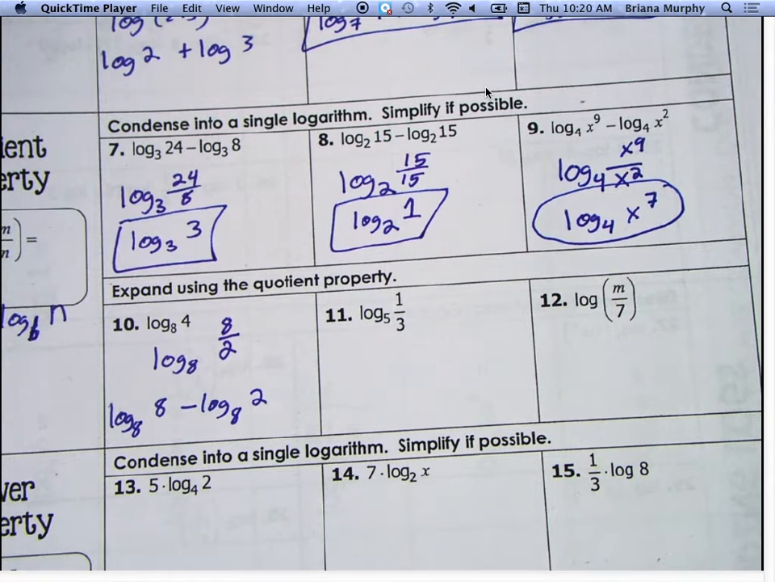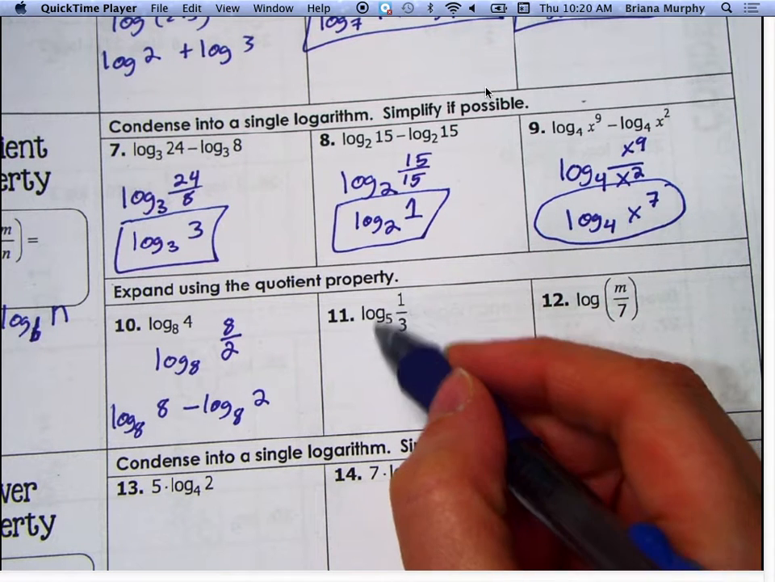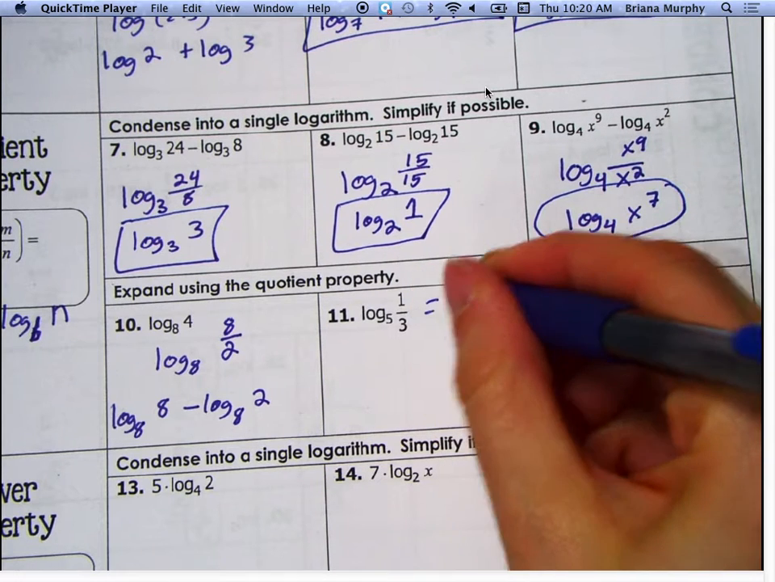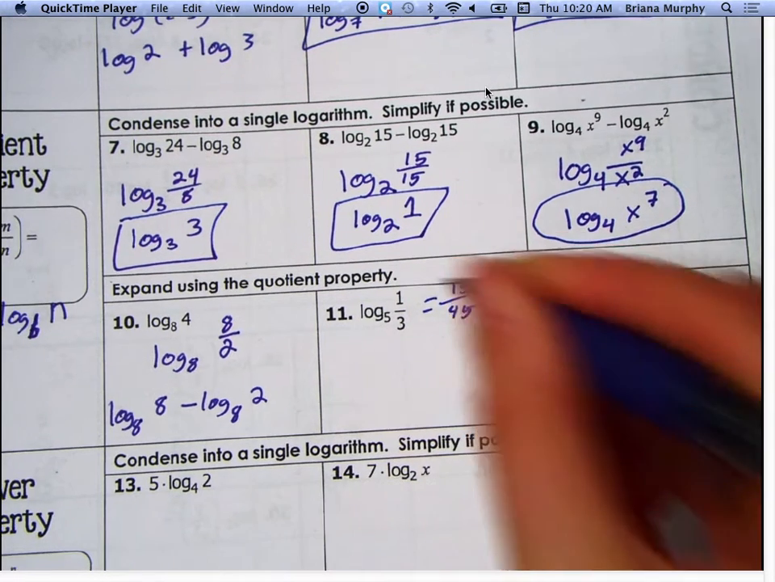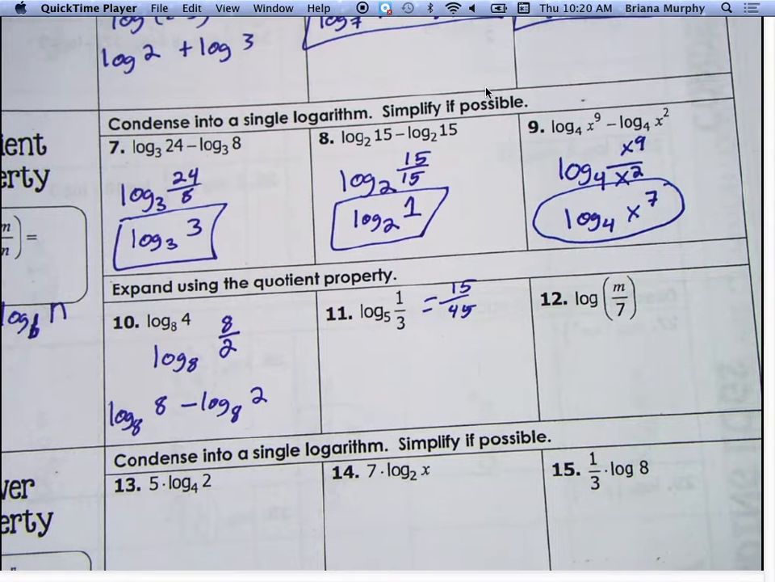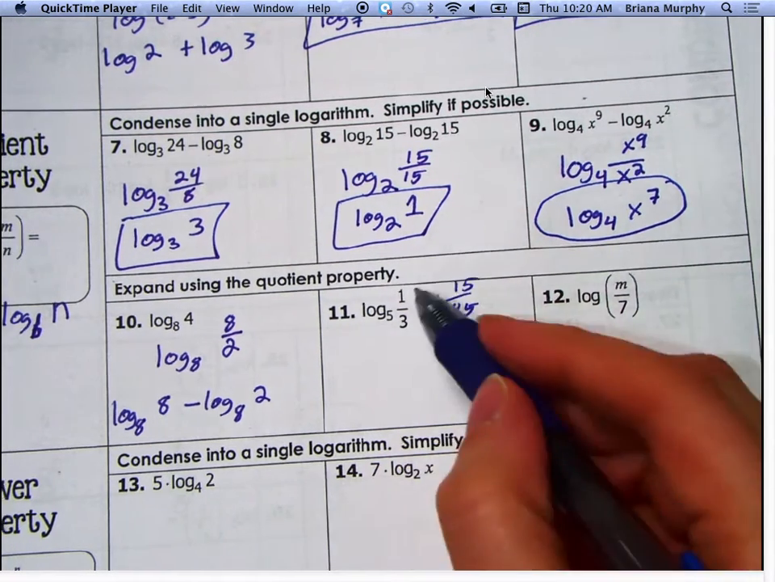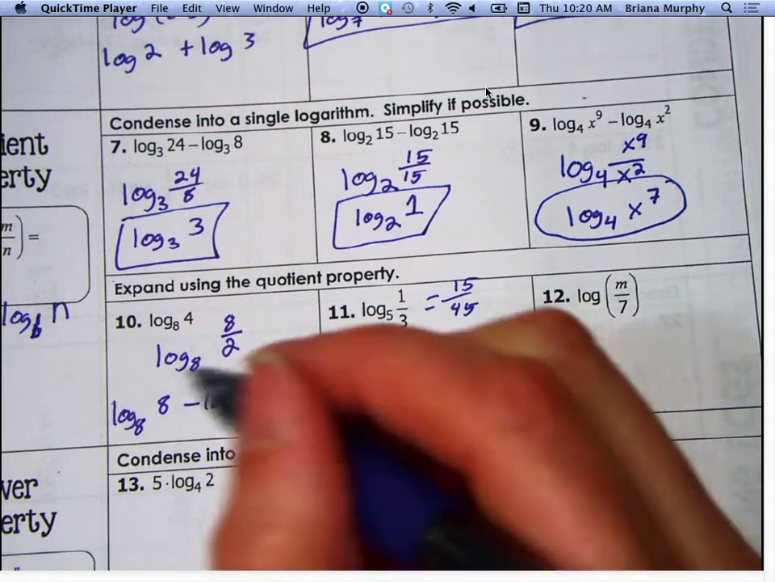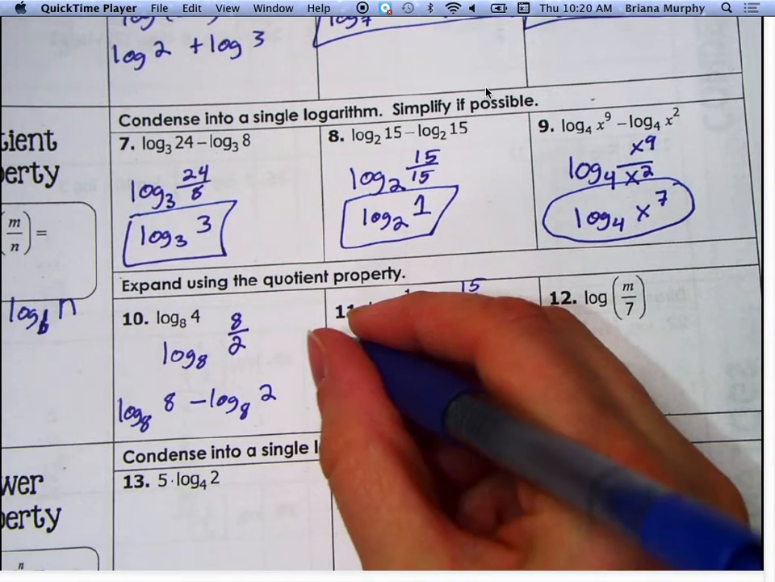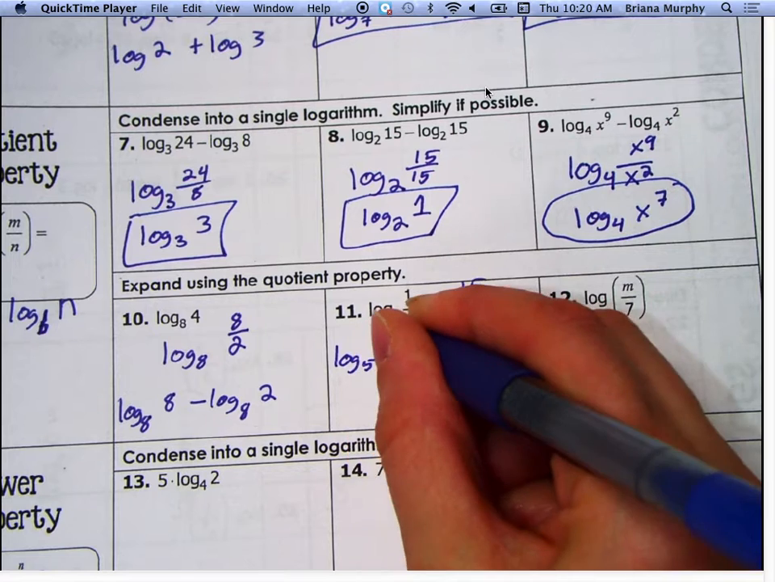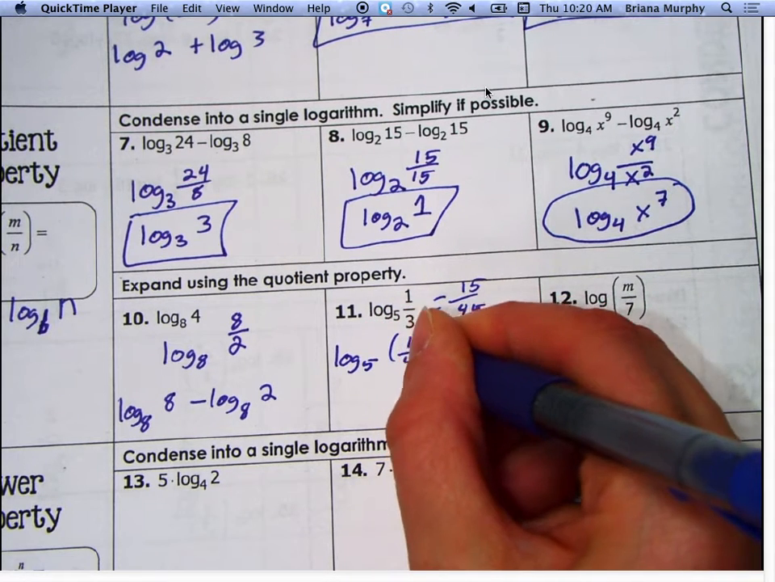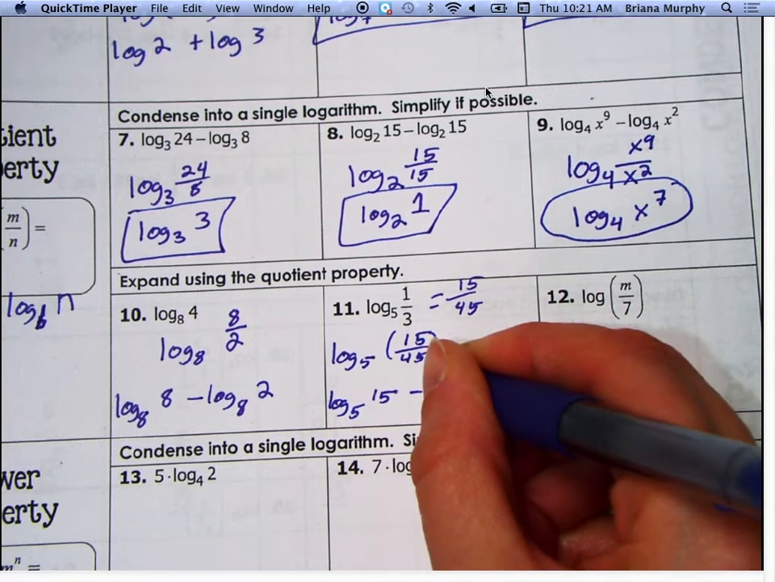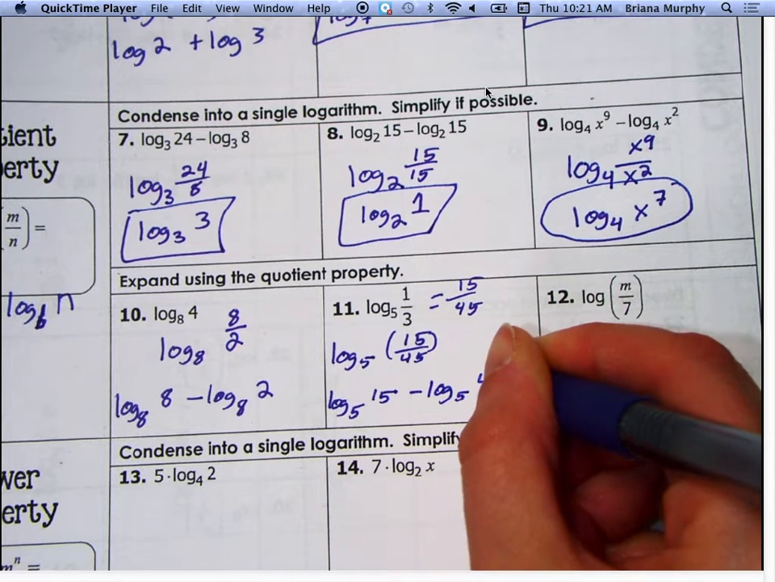Now 1/3 is tricky because I have to think of numbers that can be used with that 5. So I'm going to change 1/3 to 15 over 45. We agree that 15 over 45 reduces to 1/3, right? But do we get that 1 and 3 aren't easily manipulated by 5? So that's why we're doing this, okay? So we get log base 5 of 15/45, which gives me log base 5 of 15 minus log base 5 of 45.